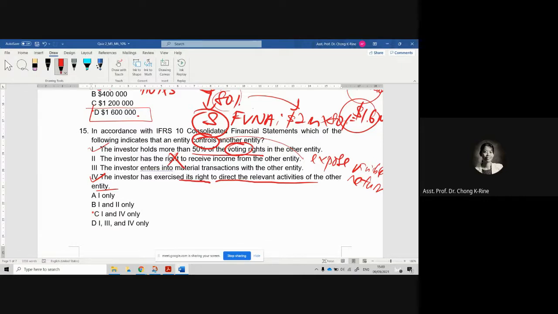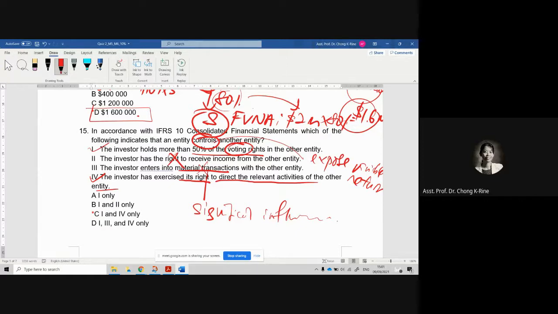And number 3, why it is wrong: the investor enters into a material transaction with... okay, now, material transaction does not mean there's a control. It can be an associate. It can be a significant influence. It can be a related party transaction without a control also. Yeah. So it is not answering the question of control.